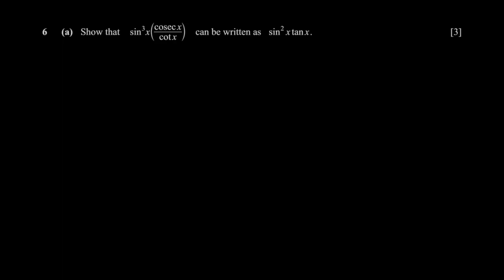Okay then, question 6, which is a trigonometric question. We want to show that sine cubed x times cosec x over cot x can be written as sine squared x tan x. So we basically have an identity question. We want to show that this thing can be rewritten as that.